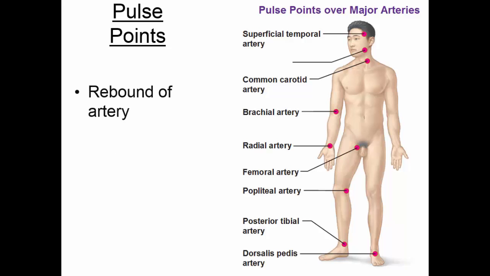Your pulse points are all of the areas where you can feel the rebound of an artery. This is how you're going to monitor heart rate. So you've got the superficial temporal artery, the facial artery, the common carotid artery, the brachial artery, radial artery, femoral artery. You need to know someone pretty well to check this one. Behind the knee is the popliteal artery, that posterior tibial artery, and the dorsalis pedis across the top of the foot. The radial artery and the carotid artery are the most common sites used for checking pulse.